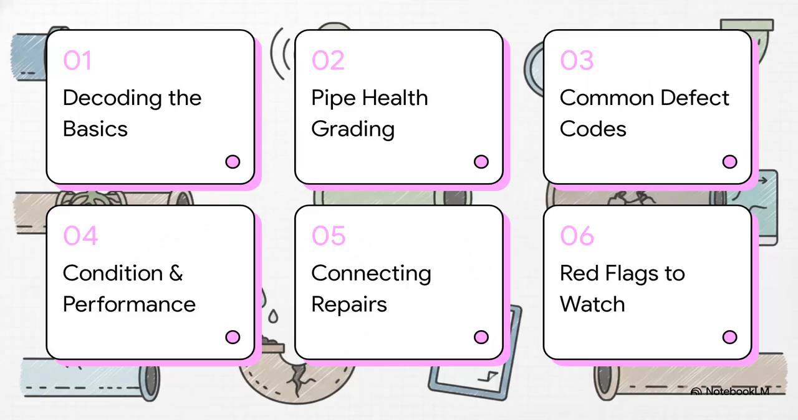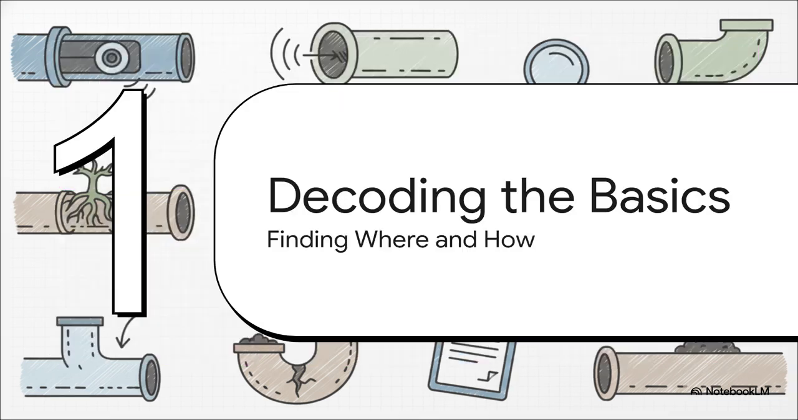All right, let's look at the agenda for cracking this code. We'll be moving quickly through decoding the basics, pipe health grading systems, common pipe defect codes, condition versus performance, connecting codes to repairs, and finally, red flags to watch. Starting off with Section 1, Decoding the Basics, finding the where and how.